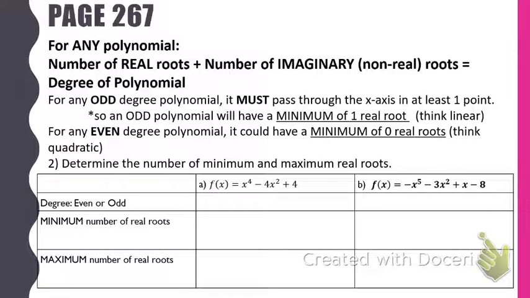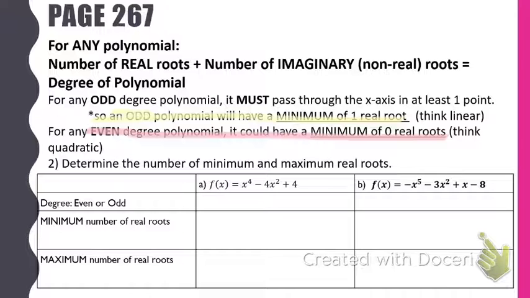And that's a really important thing right there. This right here is an important sentence. So if it's an odd degree and it asks you for the minimum, it's going to be 1. But if it's even and it asks you for the minimum, it's going to be 0.